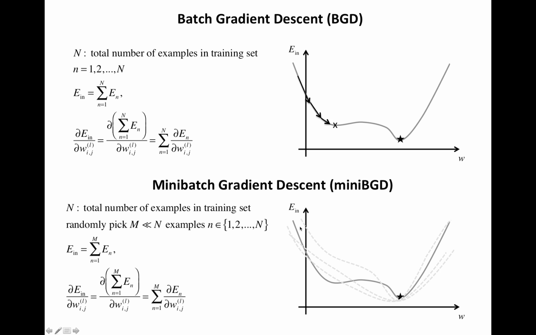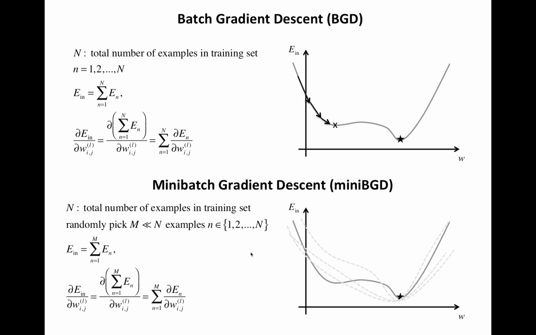By descending on this kind of dynamic error-weight curve or surface, we actually have a better chance to navigate around those local minima. Mini batch gradient descent has less chance to get trapped inside a local minimum, like in BGD, right? Because the E_in(w) surface keeps changing from iteration to iteration, right?